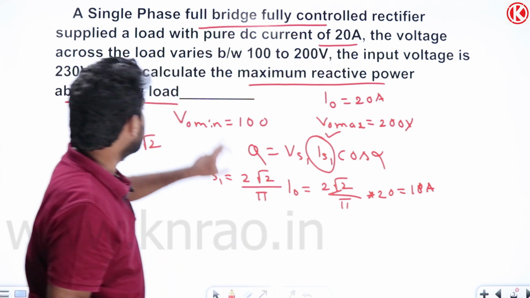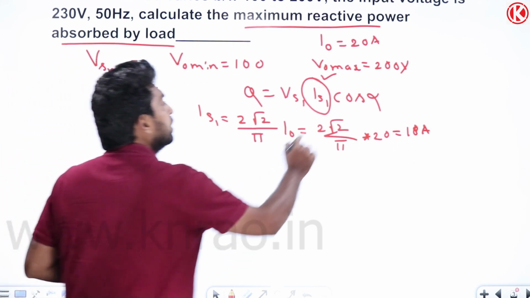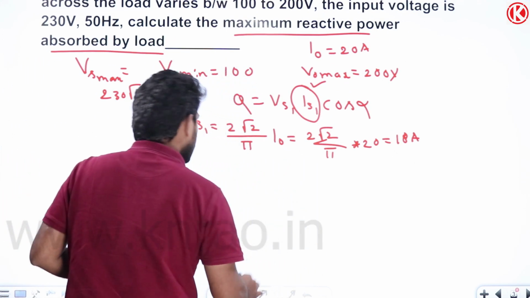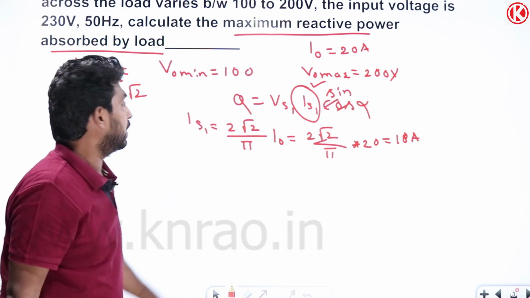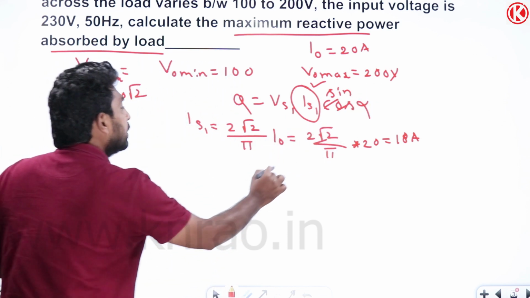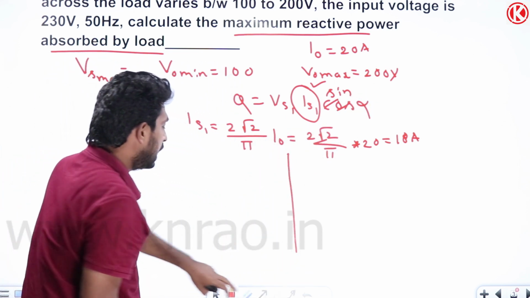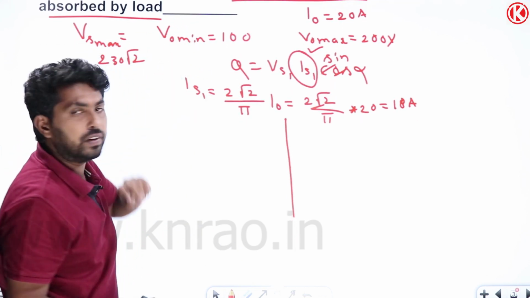The first case is, let me consider the V0 minimum. It will be sine alpha. It is not cos alpha, it will be sine alpha because it is a reactive power. So here it will be the V0 minimum and V0 maximum. Now let me take these two cases and find alpha 1 and alpha 2.